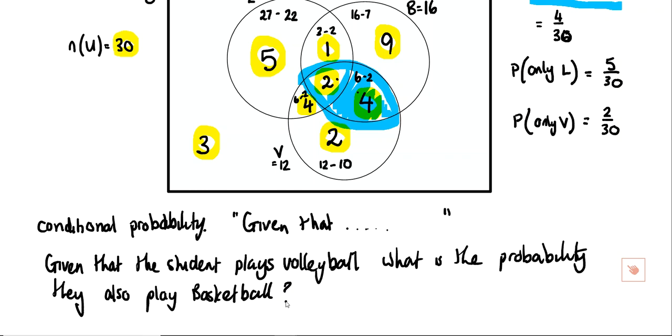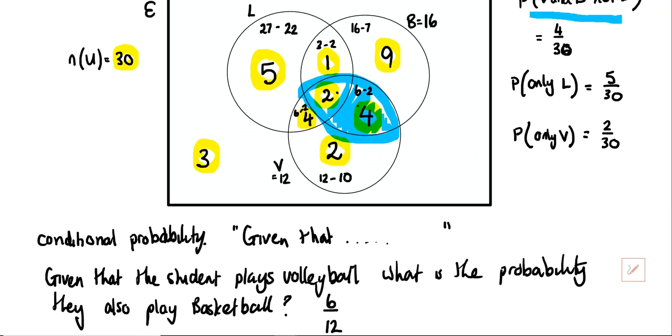Yes. 6 out of 12. So you think it's 6 from 12. What do people think? Okay, so volleyball. Yeah, I'm with him. Given that, we already know that they play volleyball. That's what the given that is. It's like you've already been told that, and that will already narrow down your answers.